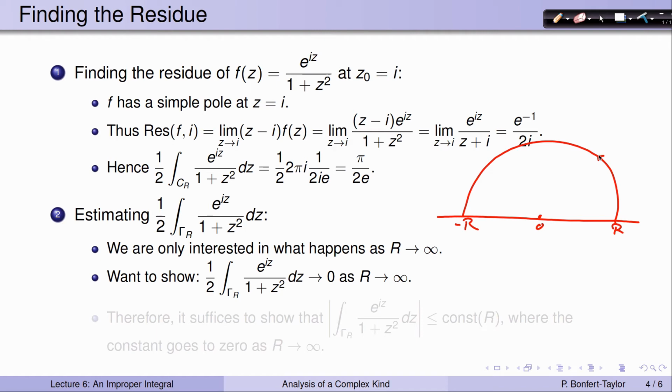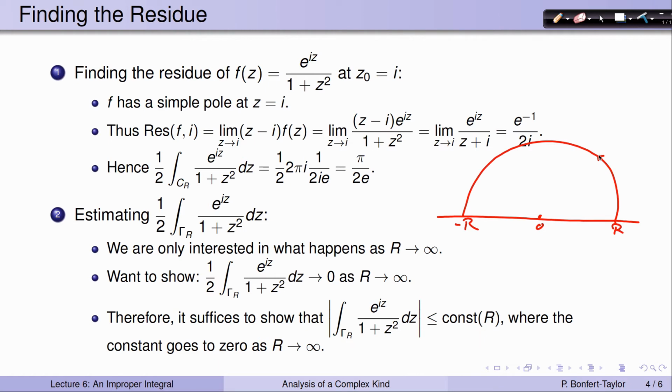In order to show that some complicated expression goes to 0 as r goes to infinity, it really suffices to show that the absolute value of that complicated expression is bounded above by some constant for which it is easier for us to show that it goes to 0. So as long as this constant goes to 0, this integral, which is stuck between 0 and this constant that goes to 0, is sandwiched in between 0 and the constant, and therefore has to go to 0 as well. So we're going to try to find an upper bound for the absolute value of the integral and show that upper bound goes to 0. And then the integral is forced to go to 0 as well.